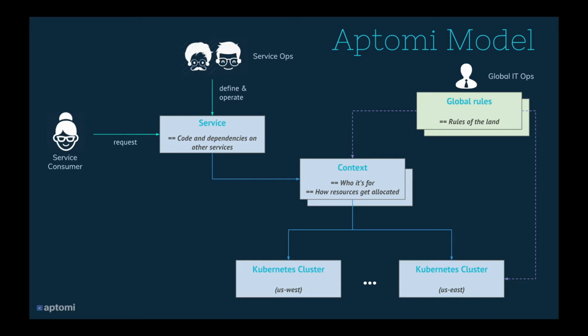So for example, you can have separate contexts for production and staging, or you can have separate contexts for, let's say, important consumers or consumers that are not that important. Also, you can feed global rules into the system. For example, you can define a rule saying that a developer can never deploy to production cluster.